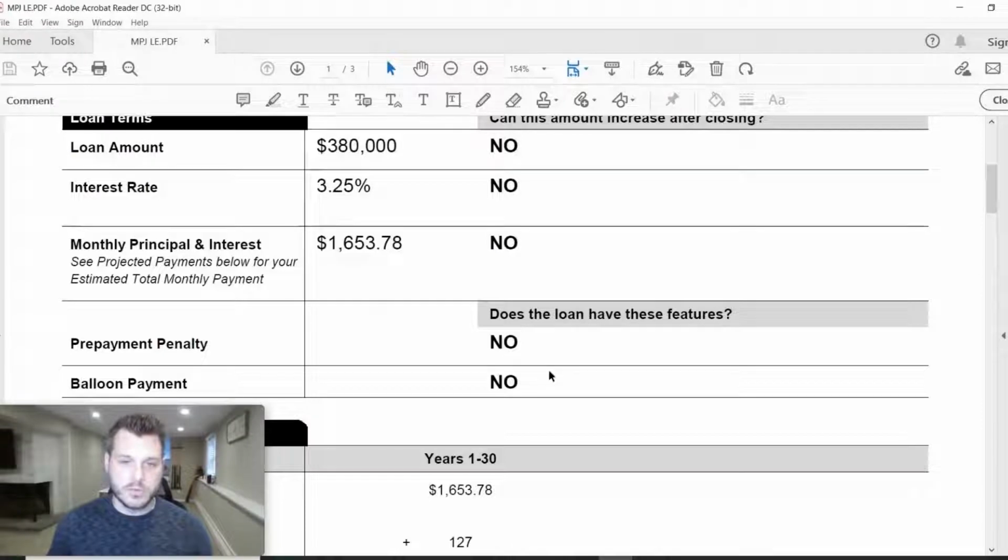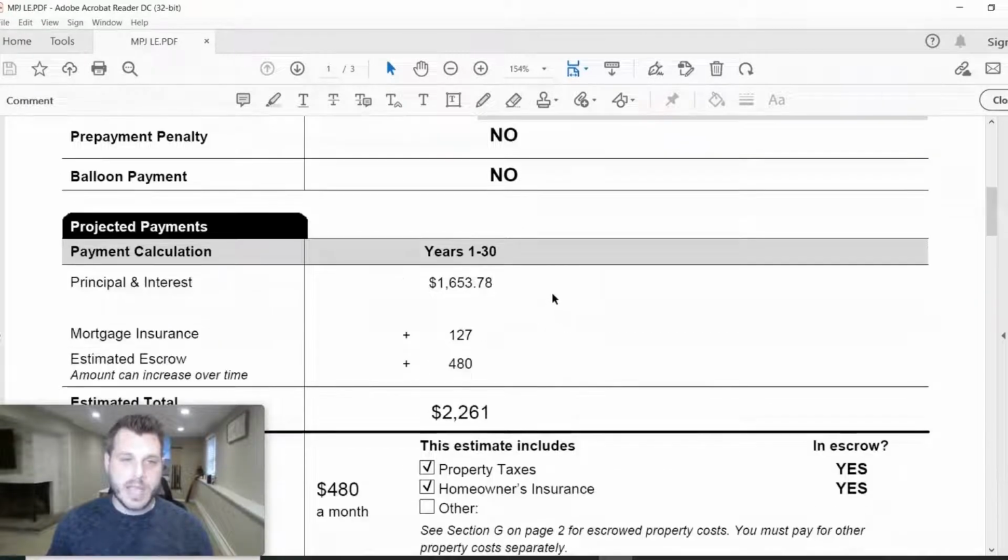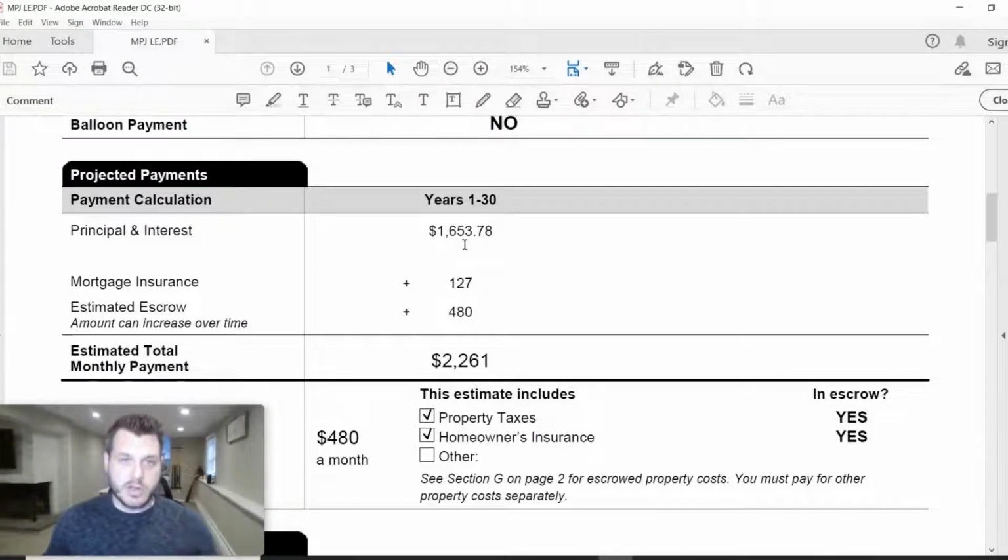There's no balloon payments. And here's where you're going to get more into your mortgage payment. So this is going to show you once again your principal and interest, your mortgage insurance. Mortgage insurance is when you have less than 20% down on your sales price, or FHA. So that's going to be your mortgage insurance. That's going to be the amount right there.